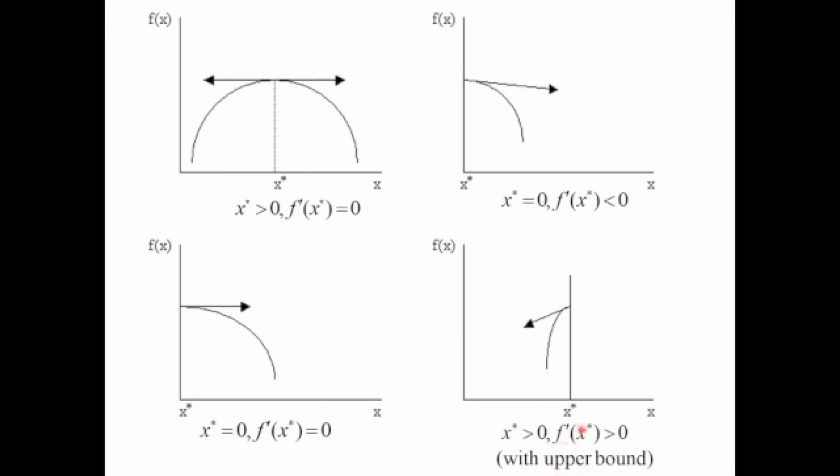And then we have an upper bound where x star is greater than 0 at some bound x star. We can't go beyond that. And we find that f prime of x star is greater than 0. In other words, the slope of that function is still increasing as we go. If we were not to constrain this to x star, we would go up here, and somewhere around here we might find a maximum, but that's not possible. So here we have an upper bound on x star.